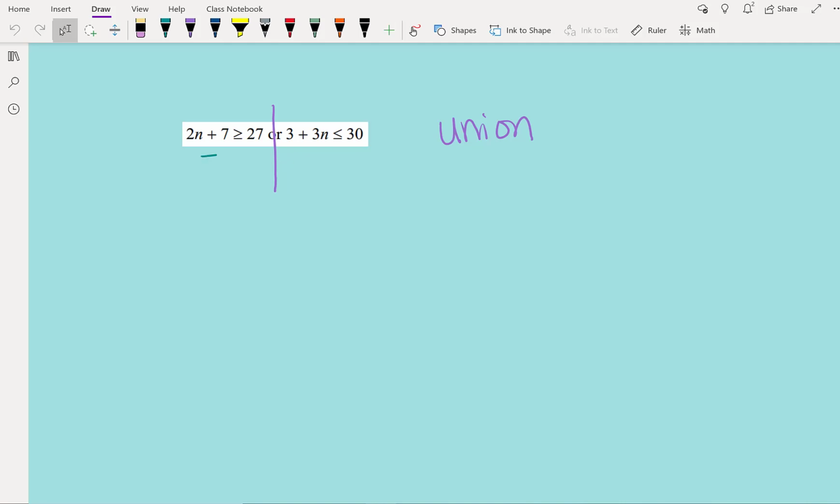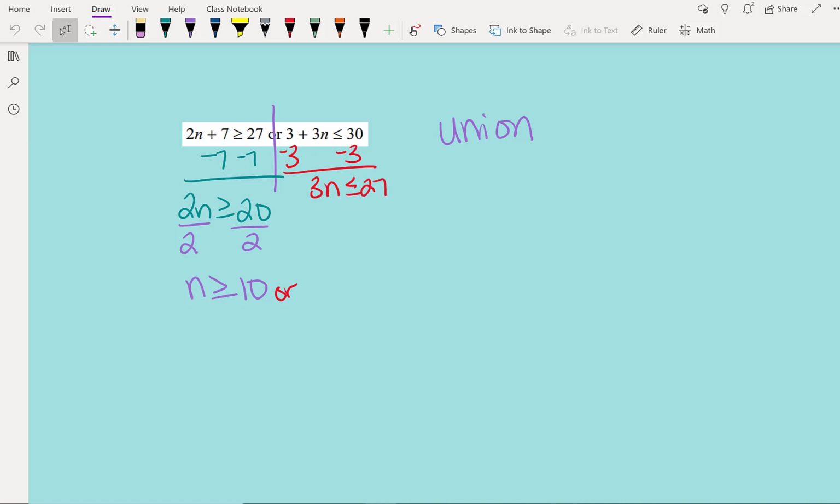I'm going to subtract 7 from both sides on this first one. So I end up with 2n is greater than or equal to 20. And then I'm going to divide both sides by 2. So I got that n is greater than or equal to 10. For that second one, I'm going to subtract 3 from both sides. So I have 3n is less than or equal to 27. Then I'm going to divide both sides by 3, so I end up with n is less than or equal to 9.